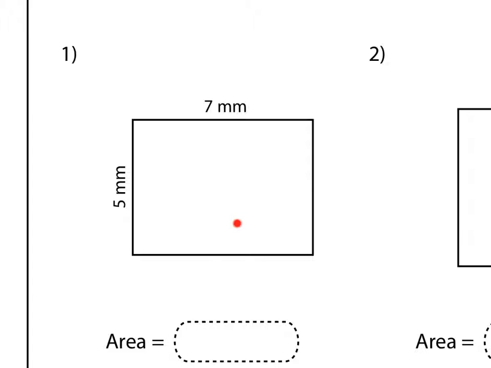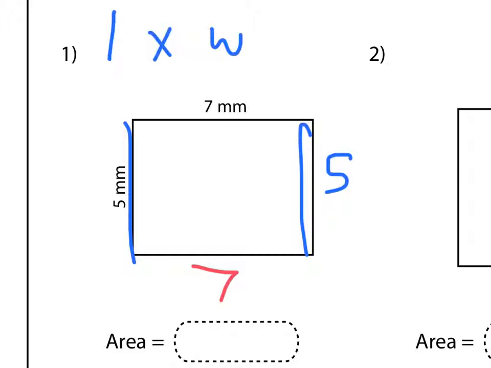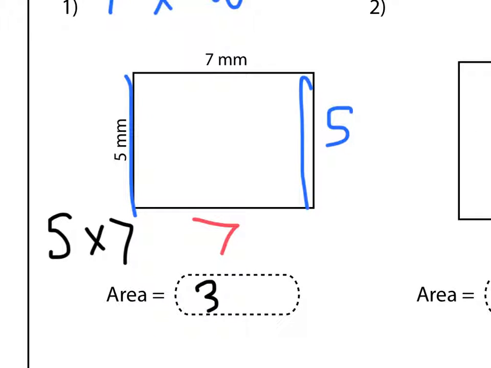What we're going to be doing now is area. So how do we find area? Area is length times width. So I know that if this side is 7, then this bottom side is also 7. And if this side is 5, then this side is also 5. What we're going to be doing is using the formula length times width. And when we multiply length times width, in this case, 5 times 7, the answer is going to give us 35. And what are the units of measurement?